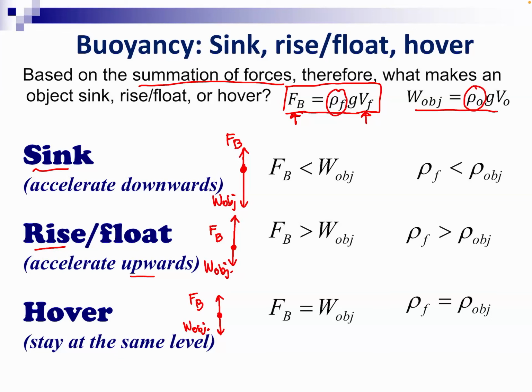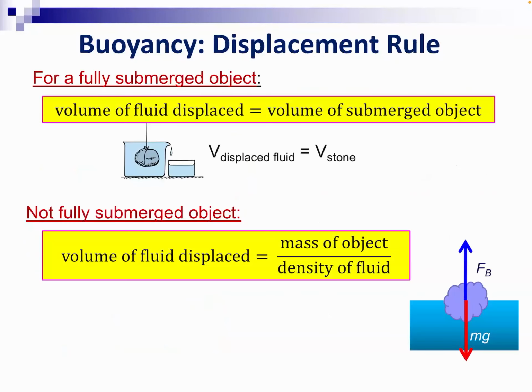So there are only really two scenarios. First scenario is when the object is fully submerged in the fluid. Okay, in this first scenario, when the object is fully submerged in the fluid, the displacement rule says that the volume of the fluid displaced by the fully submerged object is equal to the volume of the submerged object itself.